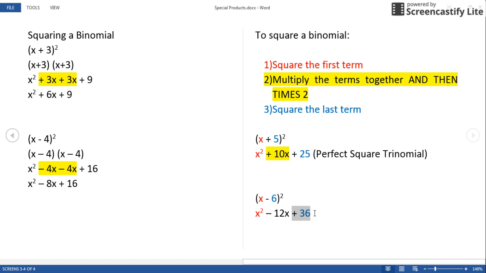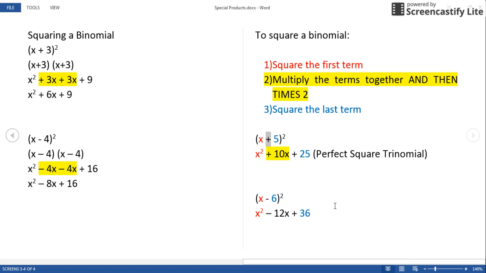A perfect square trinomial with three terms, a square on the back, a square on the front, even in the middle, and positive at the back. The sign of the middle matches the sign of the binomial.